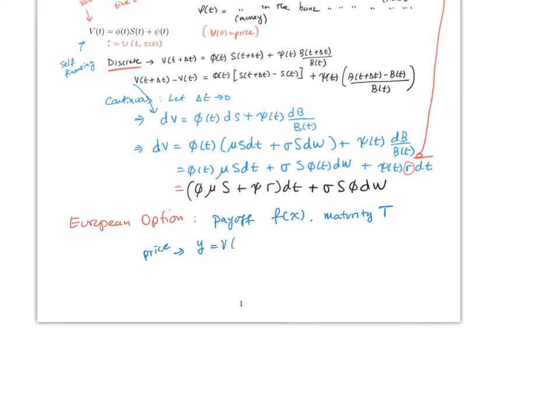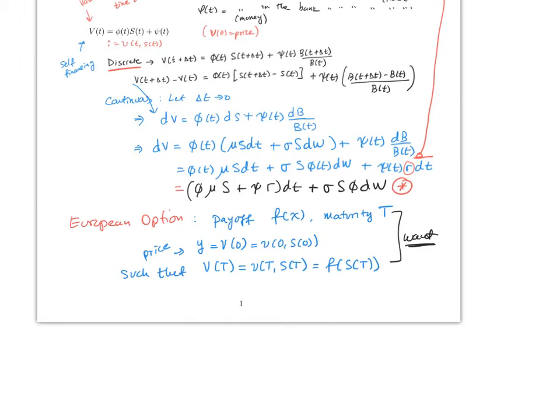And remember the price is equal to capital B of 0, which will be the same thing as lowercase b of 0, S of 0. And we want to make sure that when we get to the maturity time, B of T is equal to lowercase b of T, S of T, which should be equal to the payoff function at that time. So in essence, this is what we want to solve based on these conditions. Now, before I go to the next page, I'm gonna call this one equation star.